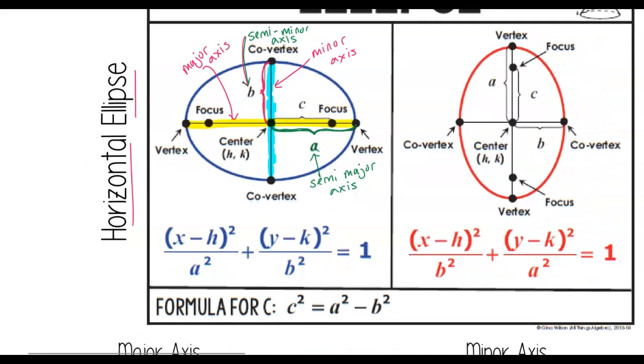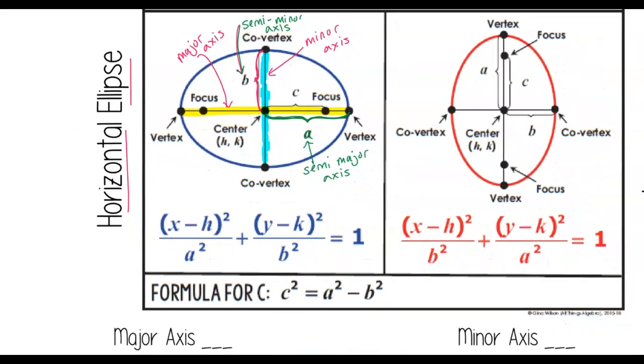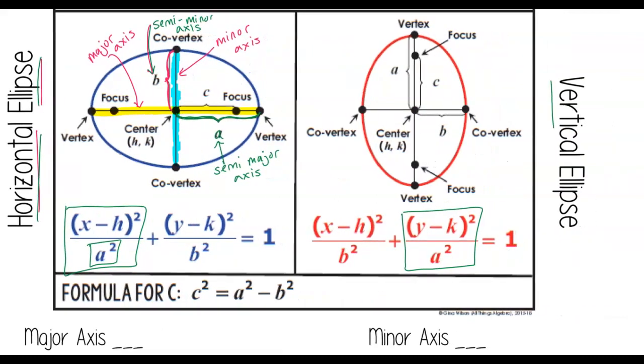And because A is on your major axis, it will always be the larger number. A is always going to be your larger number. So if A, the larger number, is under your X term in the equation, this is what makes it a horizontal ellipse. If your larger A value, your larger denominator, is under the Y term, this is what makes it a vertical ellipse.